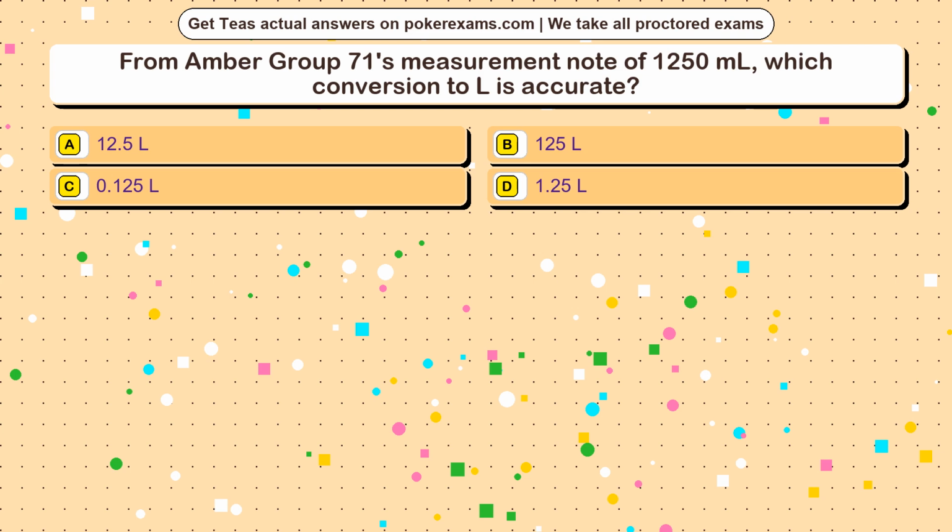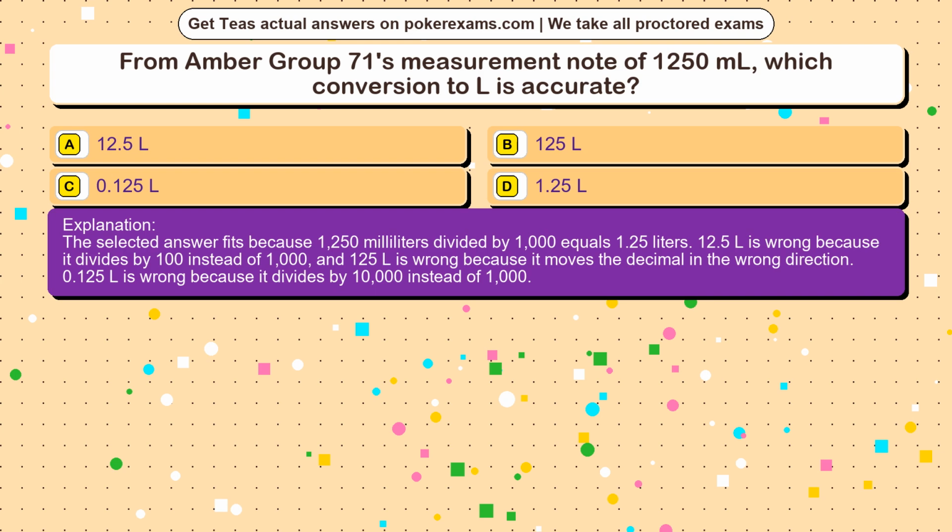The correct answer is option. The selected answer fits because 1,250 milliliters divided by 1,000 equals 1.25 liters. 12.5 L is wrong because it divides by 100 instead of 1,000, and 125 L is wrong because it moves the decimal in the wrong direction. 0.125 L is wrong because it divides by 10,000 instead of 1,000.